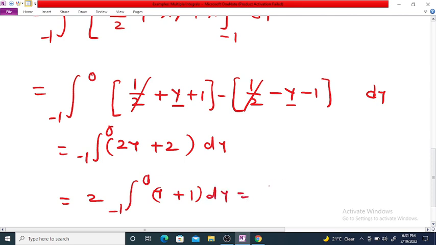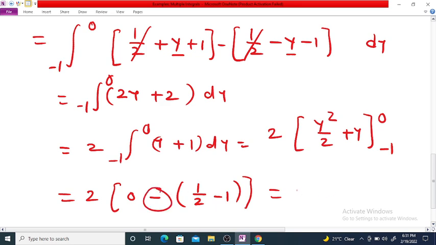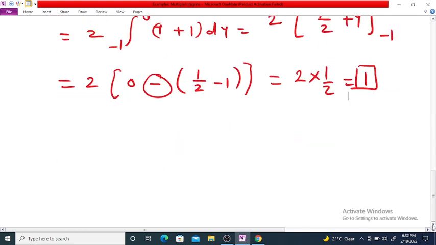Now integration of y is y square by 2, and integration of 1 is y, and the limit is from minus 1 to 0. For upper limit, the value inside the bracket is 0. For lower limit, it is equal to 1 by 2 minus 1. So this is equal to minus 1 by 2 minus 1 is minus 1 by 2. Because of this sign, it is plus 1 by 2. So 2 into 1 by 2 is equal to 1. Therefore the value of the given integration is equal to 1.